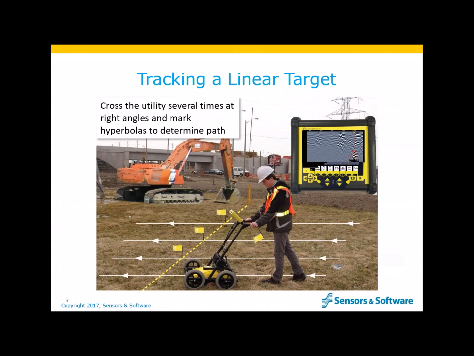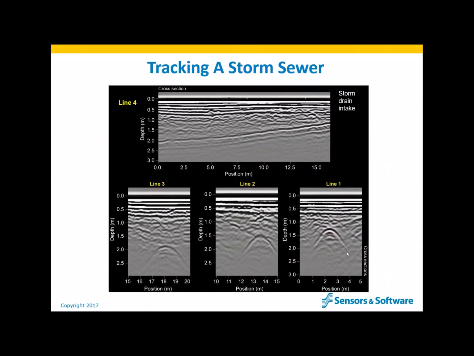Okay, you recall in part 1 of this webinar, we discussed the responses of a linear object, such as a utility. When you cross a linear target perpendicularly, you get a hyperbola. But when you run along the top of it, parallel to the path, you get a flat or sloping reflector that can easily be misinterpreted as being a boundary reflection if you're not careful.